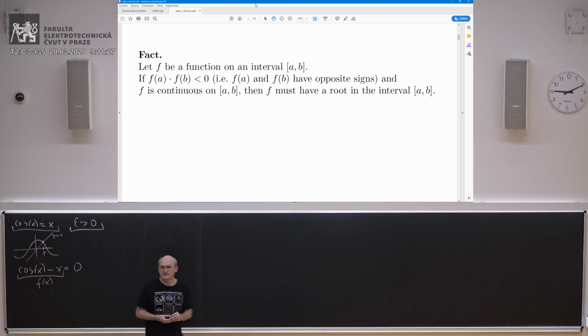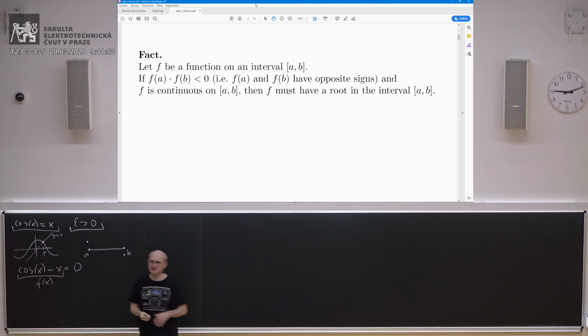Here is a theorem. Let's decipher it. We have a function which is given on an interval AB. It's a closed interval. So here is my situation. Interval AB, and there's a function on it. So far, so good. And there is a mathematical condition, f(a) times f(b) is negative, but this translates into saying that the values at the endpoints have opposite signs. Let's say like this.